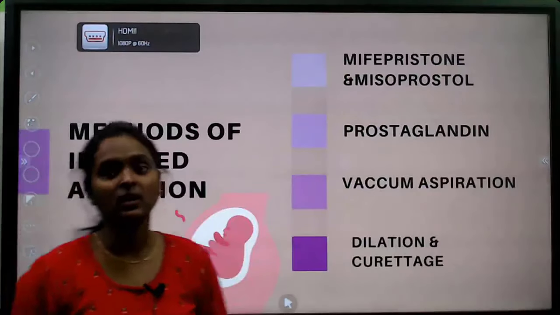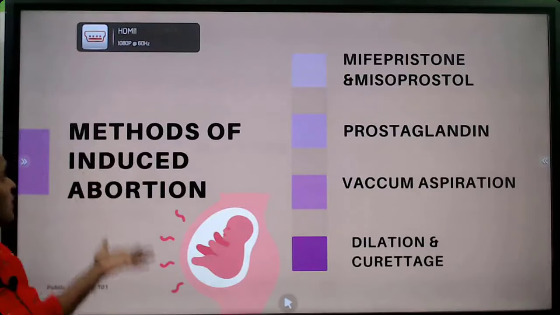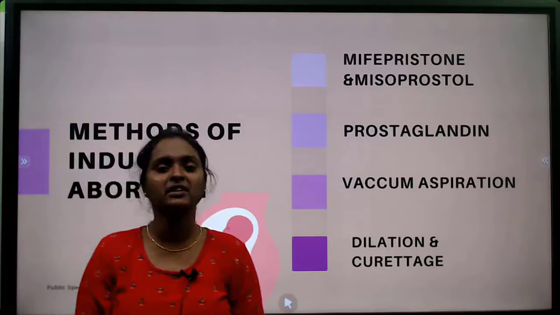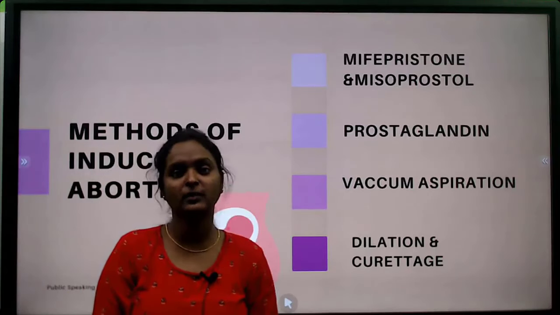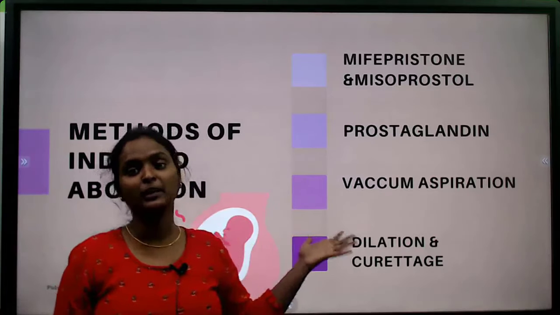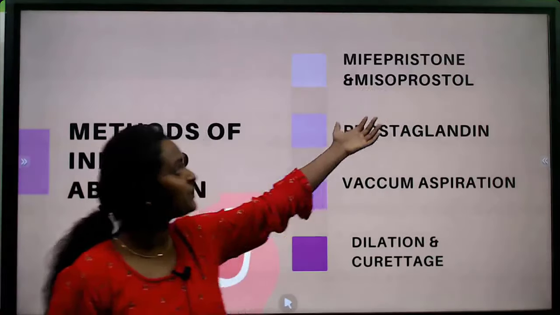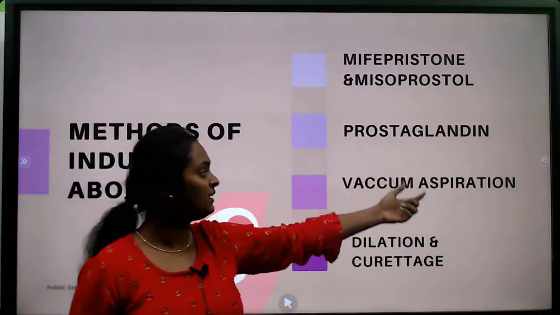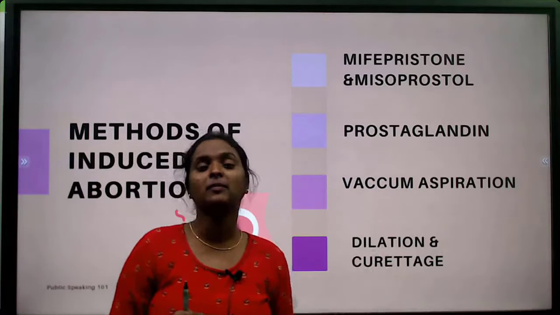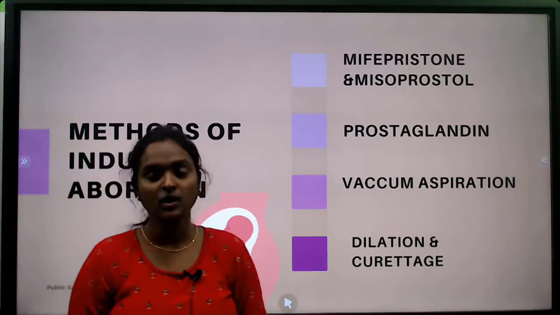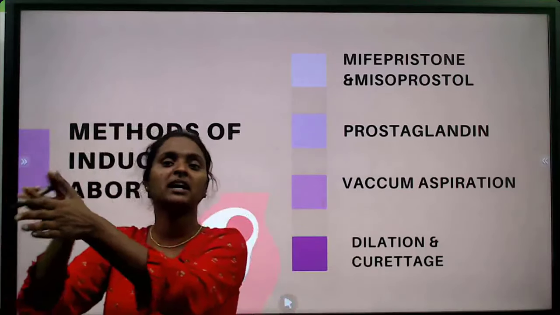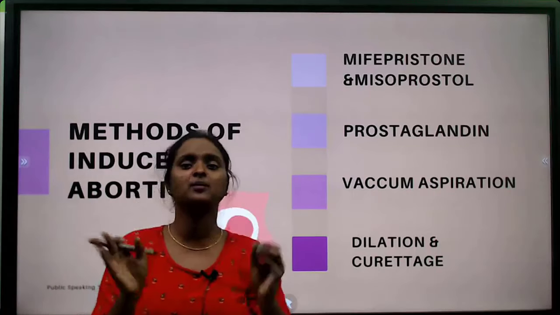Next we will see how to induce the abortion. Methods of induced abortion. We had seen inevitable abortion, how to manage before 12 weeks and after 12 weeks of the pregnancy, and under incomplete also we had seen. Those are mifepristone, misoprostol and prostaglandin, vacuum aspiration, and one more is D&C and hysterectomy. These are the different methods to induce the abortion. Clear? The first is using surgical methods, and using medical methods we can induce abortion, or we can terminate the pregnancy.